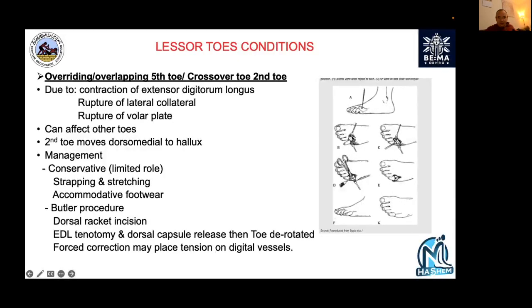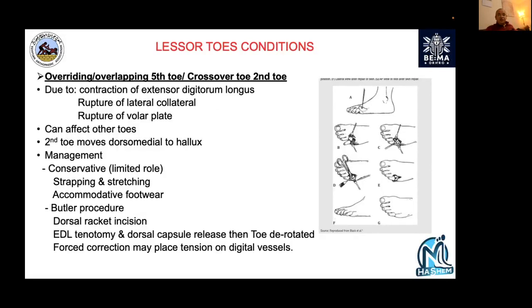So you start here, you have a V or racket incision, then you release the extensor digitorum, you release the dorsal capsule, you pull the toe back in place. What will happen? This will make the V into a Y, then you close the Y. The problem with this, it does very, very good correction, but the problem is the digital vessels. Because the vessels are adapted to this position for years. When you correct the toe, you do stretch over the medial digital vessels, and it's very risky on the vascularity of the toe. That's why you have to keep an eye on this toe until it's pink again.